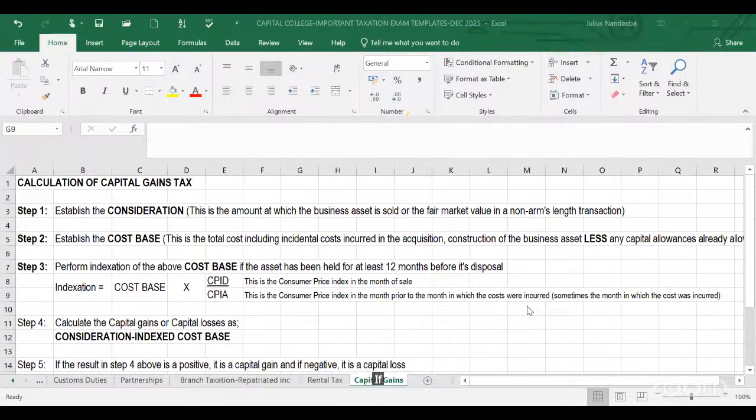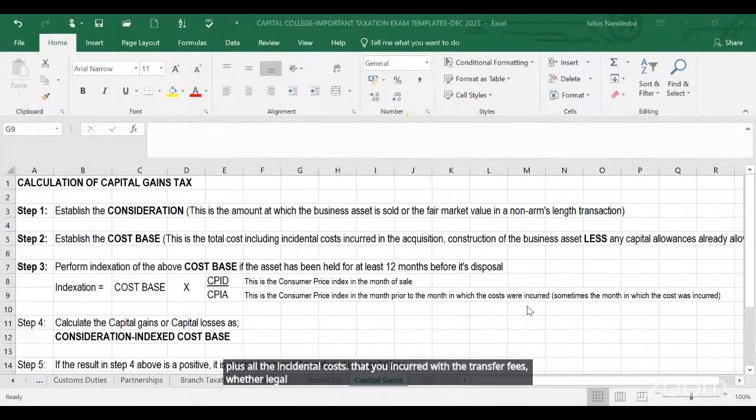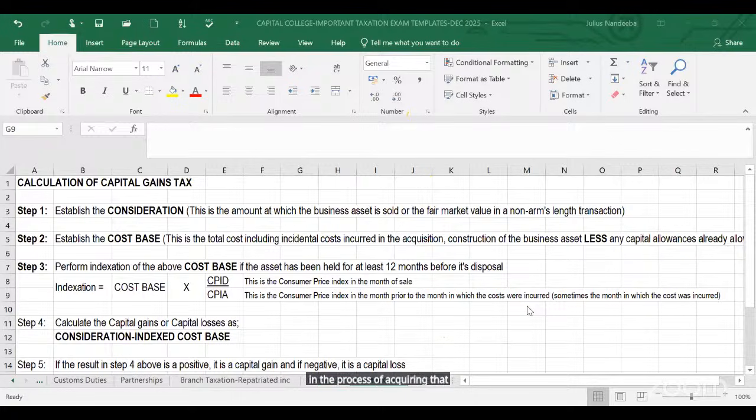If it is an asset like land, you will get the cost that you incurred in purchasing that land, plus all the incidental costs that you incurred, whether transfer fees, legal fees, stamp duty, all those costs that you incurred in the process of acquiring that land. If you have put any developments on that land, the costs of those developments are also added onto the land, because you have been incurring costs on this land. And you're saying, when I am going to sell this land, I want to recover my costs. So you aggregate all the costs. That becomes your cost base.